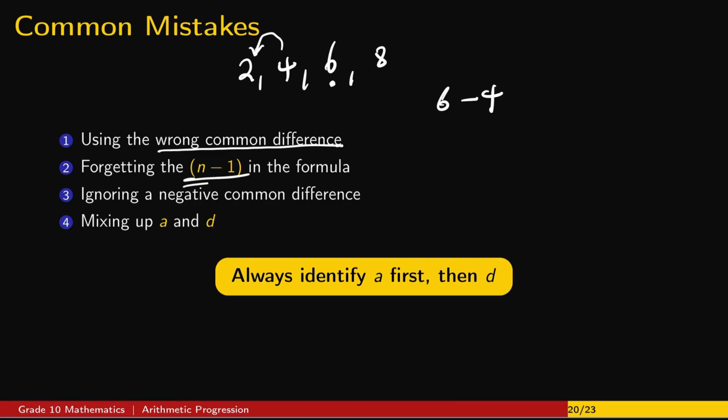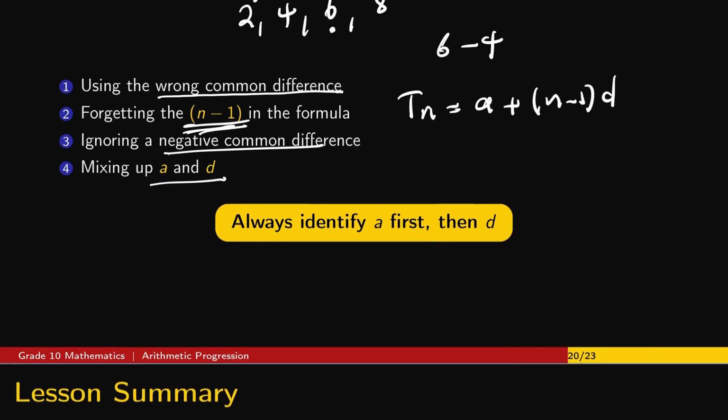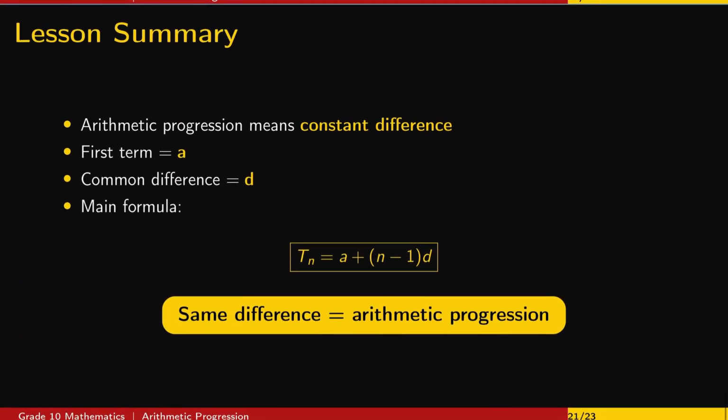Okay. Then in the formula, don't forget n minus 1. If you write t sub n, this is a plus n minus 1 multiplied by d, guys. And if the common difference is negative, please use it as it is. Don't change it to positive. Please don't. Then don't mix up a and d. A is the first term and d is the difference.